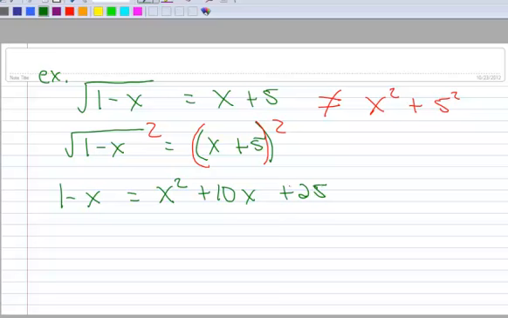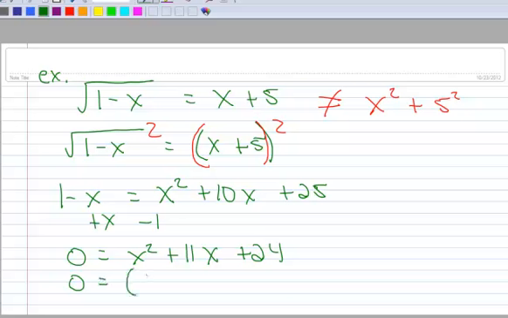And now I'm going to combine like terms. So I'm going to add x to both sides, and simultaneously I'm going to subtract 1. So we get 0 equals x squared. So 10 plus 1 is 11x, and 25 minus 1 is 24. And I could use my quad program if I want. Perfectly fine. Or I can factor it, whichever you prefer.